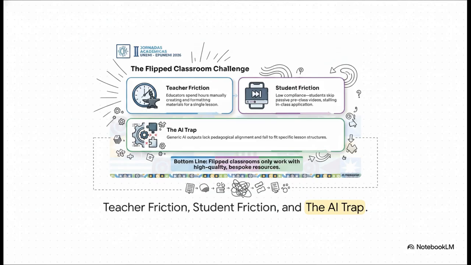Let's be real, compliance is low. Students just skip those passive, boring pre-class videos or static reading assignments, which totally derails any active application you had planned for class time. And finally, the AI trap. This one's huge. You try to save time using generic AI tools, but the outputs end up lacking any real pedagogical alignment. They just don't fit your lesson structures. The bottom line here is that flipped classrooms only actually work if you have high-quality, bespoke resources. And doing that the traditional way is just completely unsustainable.